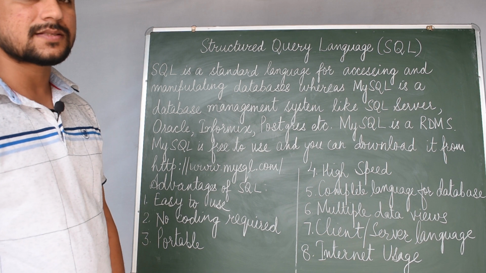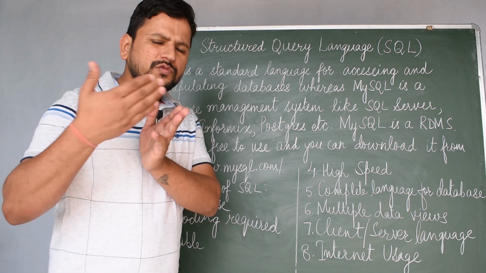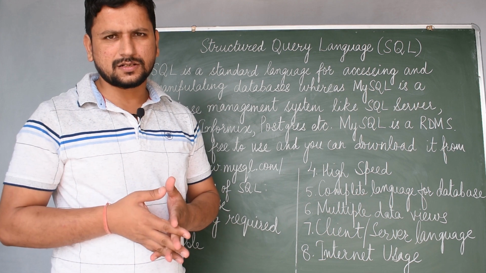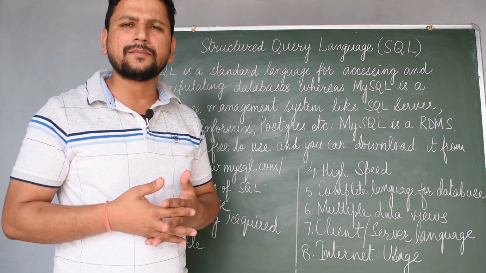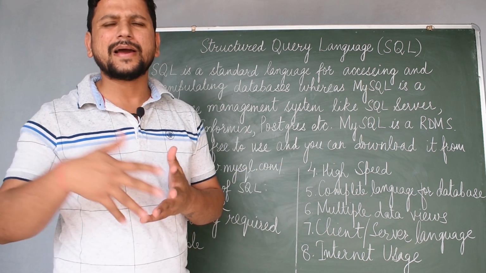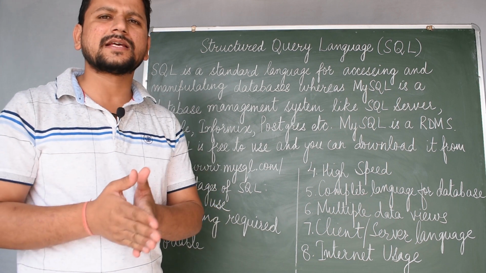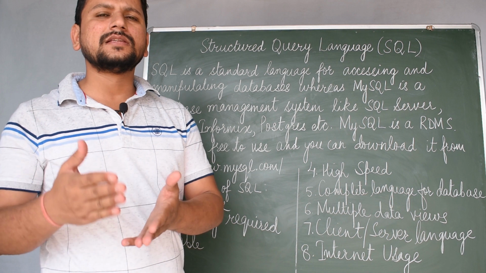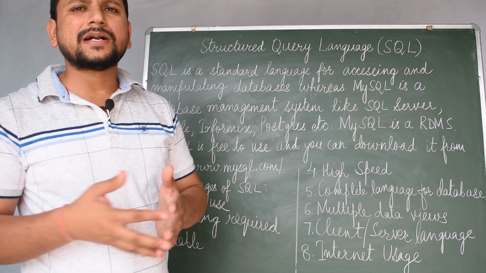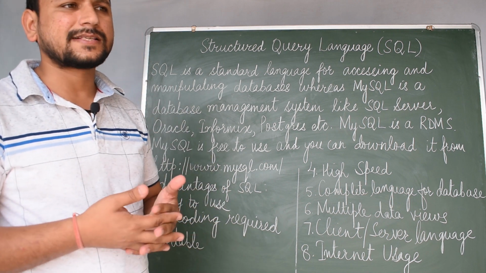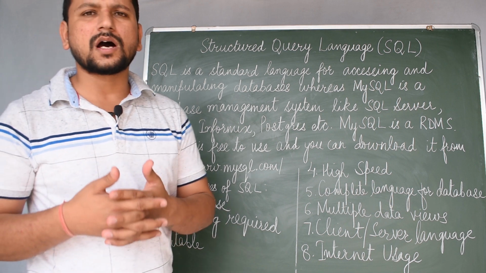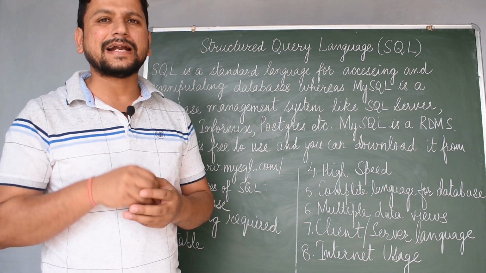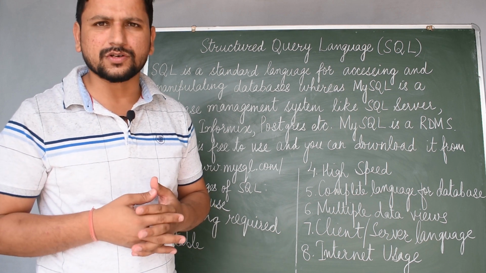Multiple data views means, suppose we have a database. In the database we have different tables. Suppose we have a table which contains many fields, many attributes, or we can say many columns. But for different users, different requirements are there. Let's take an example of a bank account. Suppose a customer is having an account. In a particular account, that customer has different information.